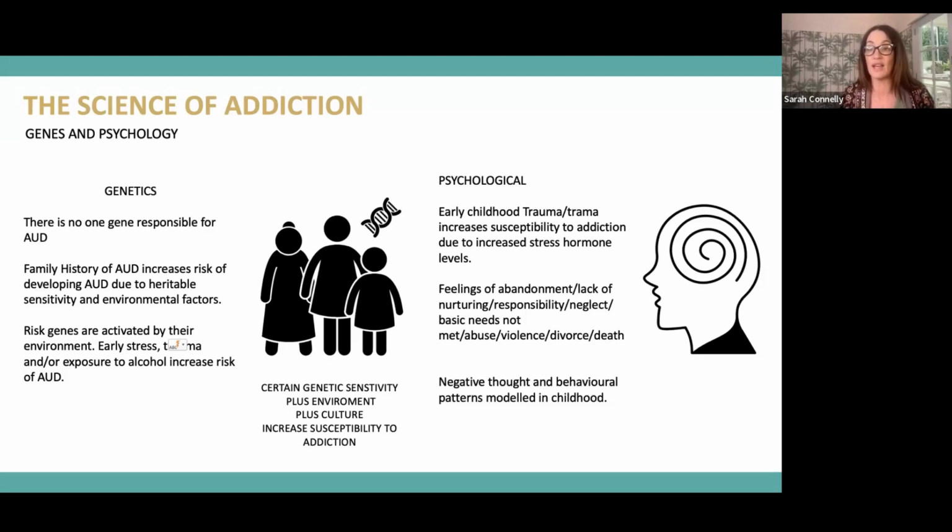And we also inherit from our parents things like negative thought patterns, not being able to self-regulate. If we observe our parents being unable to self-regulate, calm their own nervous system, then we also don't learn how to do that. So there are lots of behaviors that are modeled in childhood that we inherit as well.